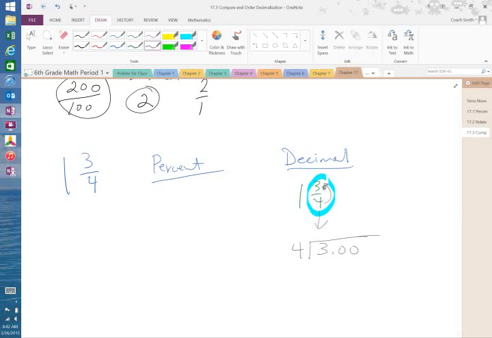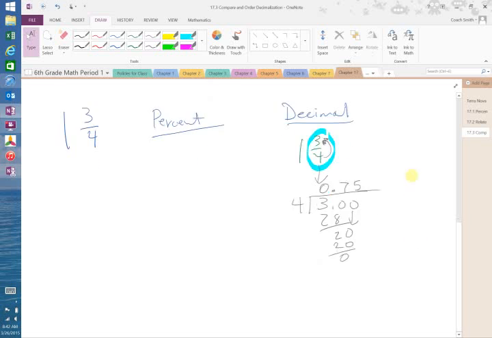4 into 3? 0 times. Okay, so I'm going to put a 0 there. Bring up my decimal. 4 goes into 30 how many times? 7 times. 7 times 4 is 28, remainder 2, bring down my 0. 4 into 20 how many times? 5 times. 5 times 4 is 20, remainder 0.